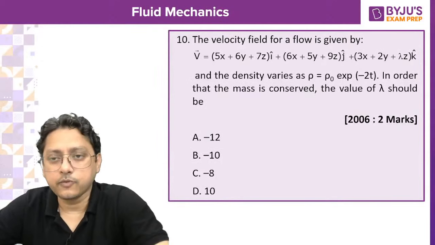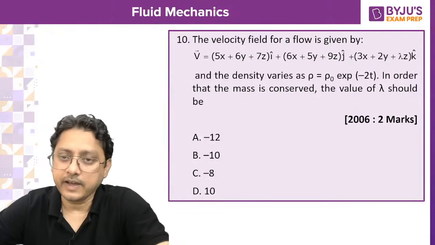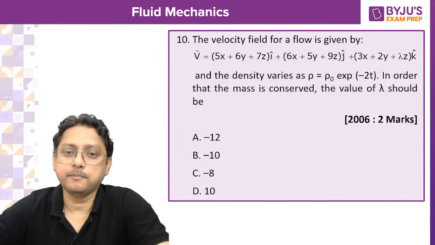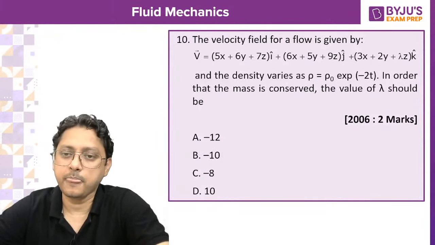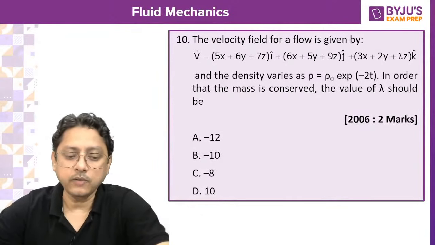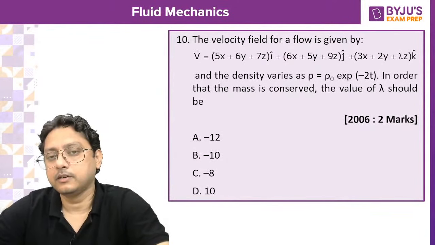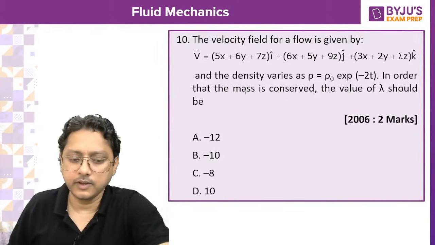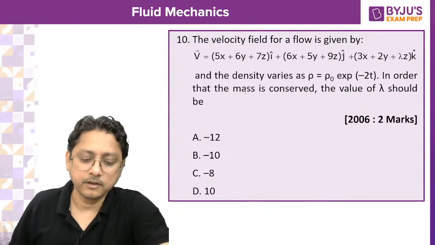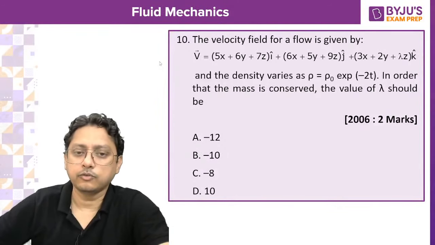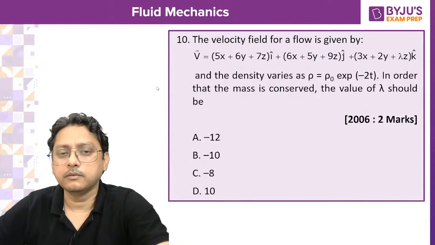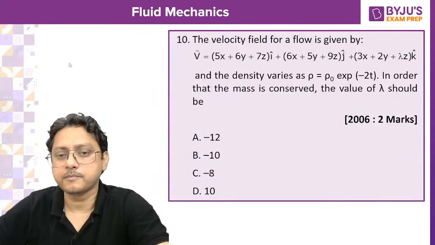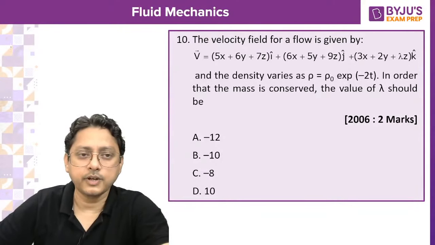The velocity field for a flow is given and density varies as rho equals rho naught exponential of minus 2t. In order that the mass is conserved, what will be the value of lambda? In fact, sometimes these questions we already used to solve in classes also. The value of the lambda also can be solved. So first of all, what is the equation we have if the mass is conserved? That already I just wrote it down.